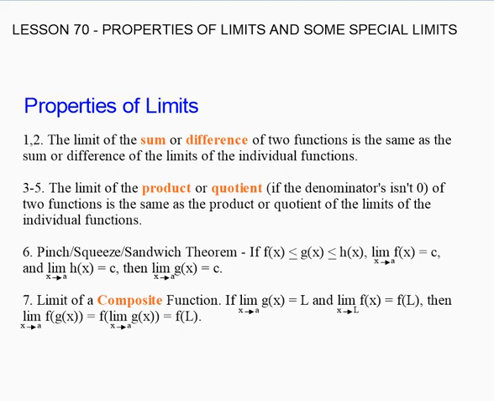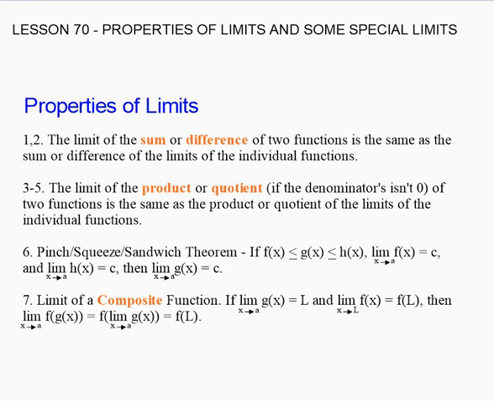So there's not a product rule or a quotient rule. You can just do the limit of the top over the limit of the bottom if you're talking about a quotient. And then the pinch, there are a lot of different names for this one: pinch, squeeze, or sandwich theorem. It basically says, g of x is always less than or equal to f of x, and f of x is less than or equal to h of x.